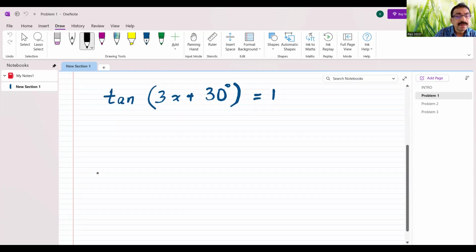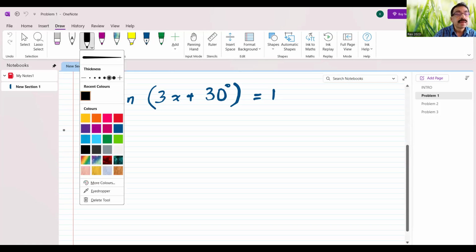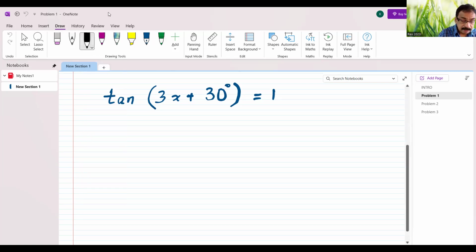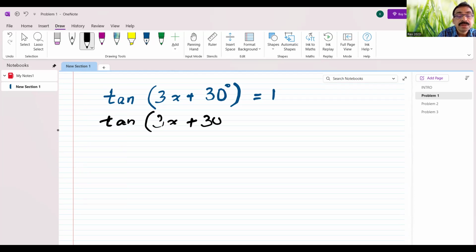On the left hand side, we are not going to change anything. We will keep the left hand side as it is: tan of 3x plus 30 degrees stays as it is, but we are going to convert 1 in terms of tan.